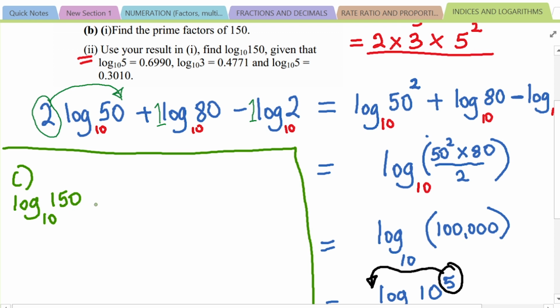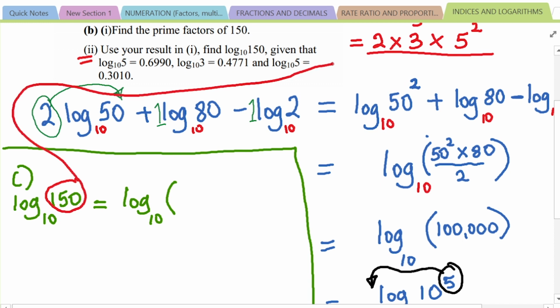So of course, finding that, this is going to be equal to log of the number. Now this 150 that you're seeing here, remember we found its prime factors earlier. We said they were 2 times 3 times 5 squared. So this is the same as log of 2 times 3 times 5 squared. We've converted that into its prime factors, right?